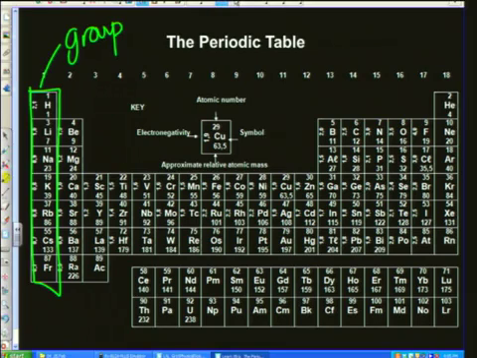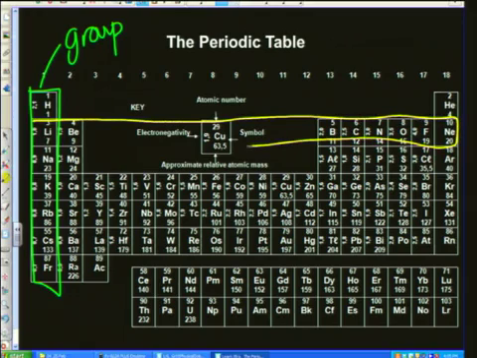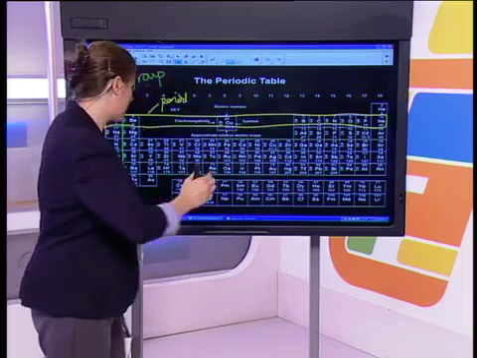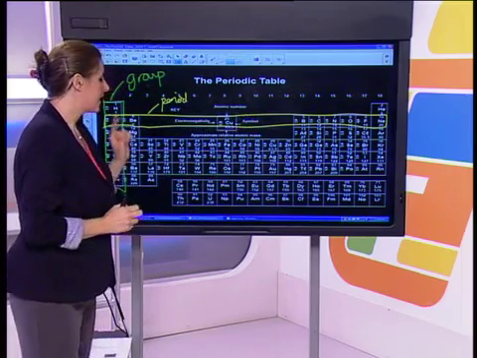A period would be going across. Whee, all the way across. I just happen to get the key in there as well. Okay, that is going to be a period. This one in the center here is just our legend or our key, so it's not actually part of it. But you've got the idea. Going across is the periods. Going up and down are the groups.